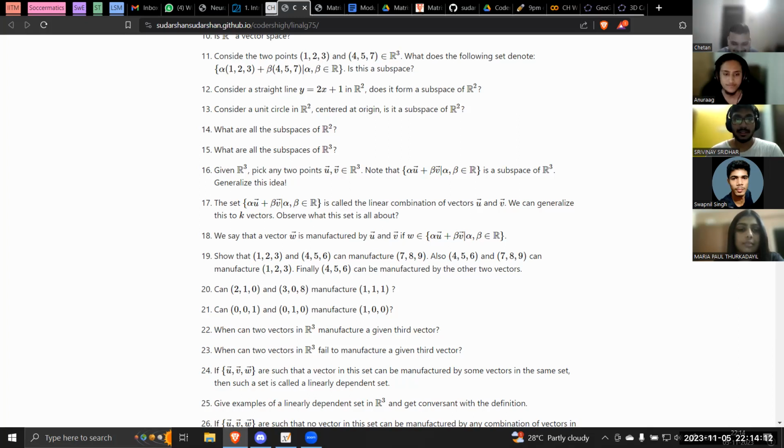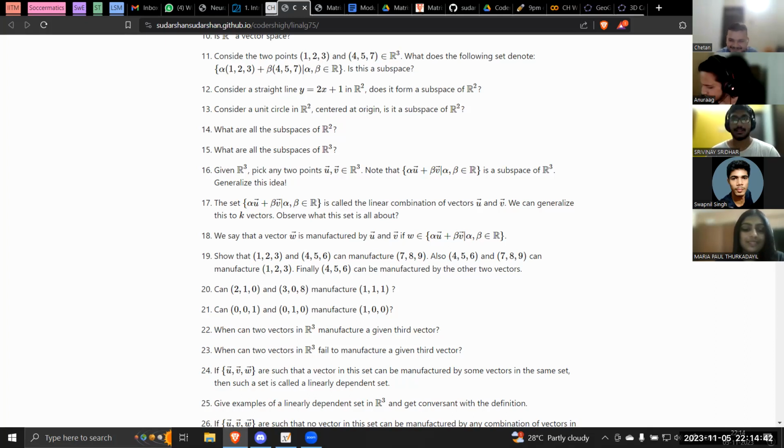I think the important point about question number 16 was that I take any two vectors in R3 and take the linear combination of these two vectors. If both the vectors happen to be zero vectors, if u is equal to 0, 0, 0 and v is equal to 0, 0, 0, what would the subspace be? What will be the linear combination of these two vectors? Just the origin 0, 0, 0. And do you agree that that is also a subspace of R3?